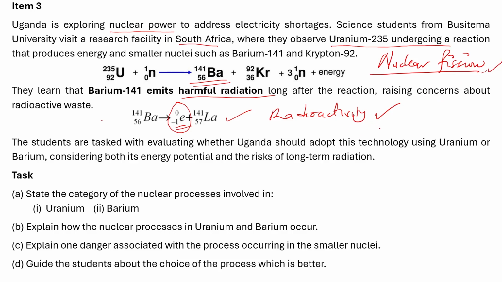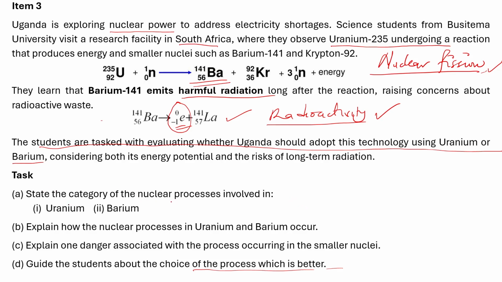Nuclear fission and radioactivity. They tasked the students with evaluating whether Uganda should adopt technology using uranium or barium. But of course, we are saying that radioactivity cannot produce sufficient energy, so we would opt for nuclear fission. But of course, we must compare this way, must evaluate in part D.